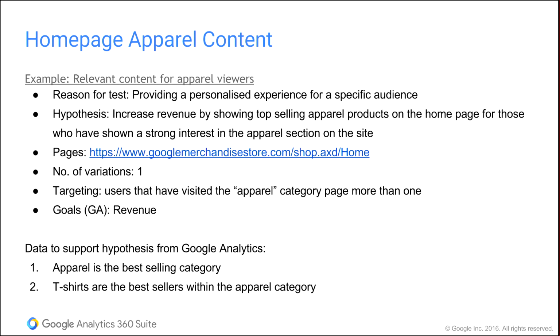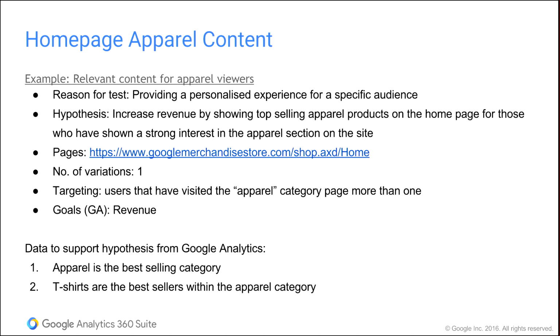So finally, I want to walk through step by step one last test here that you can try out if you are an e-commerce website. And I'm calling this a homepage apparel content or apparel takeover. So the reason for this test is we want to provide a personalized experience for a specific audience. And our hypothesis is that we will increase revenue by showing top-selling apparel products on the homepage for those who have previously shown a strong interest in the apparel section of our website.